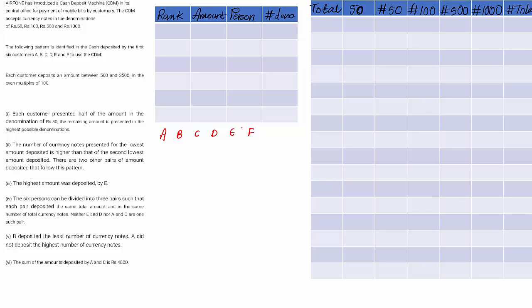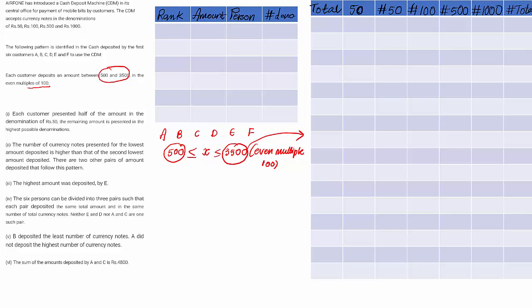Let's proceed further. Each customer deposits an amount between 500 and 3500 in the even multiples of 100. It means the amount deposited by a person would be in the range of 500 to 3500, and that too in even multiples of 100. We really do not know how many values are used by all these 6 persons, but let's make a table and represent everything in it.